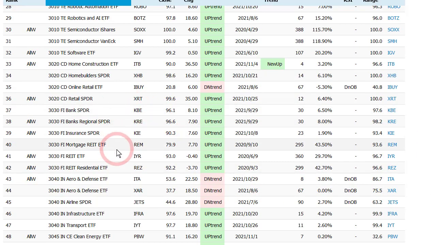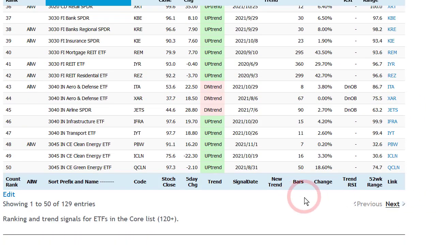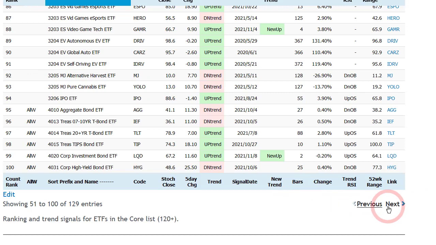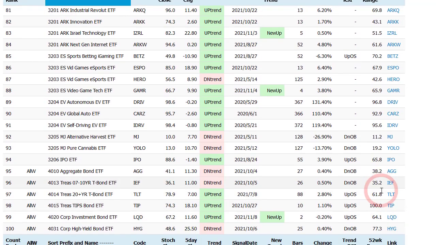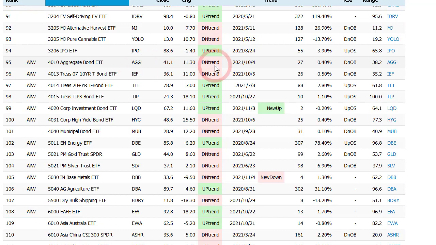The finance-related ETFs are strong. Regional banks, insurance, mortgage REITs. The defense ETFs are relatively weak. And then if we scroll down further, we will get to bonds. Bonds are a real mixed bag. We got some uptrends and we got some downtrends.